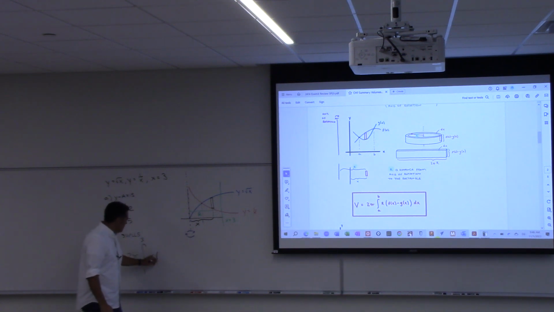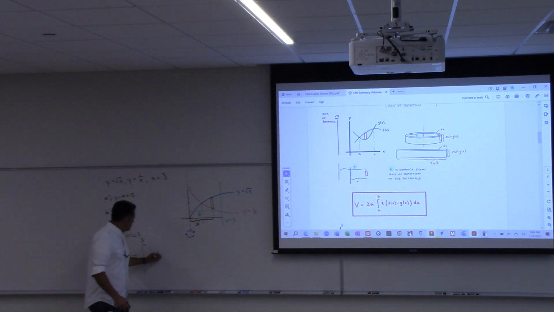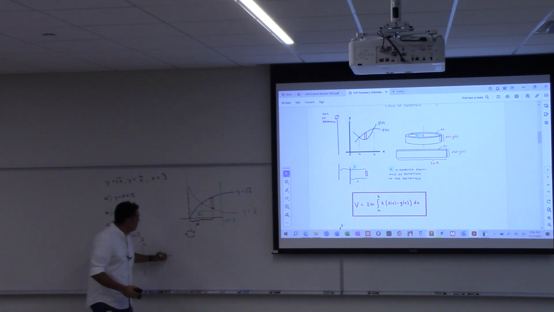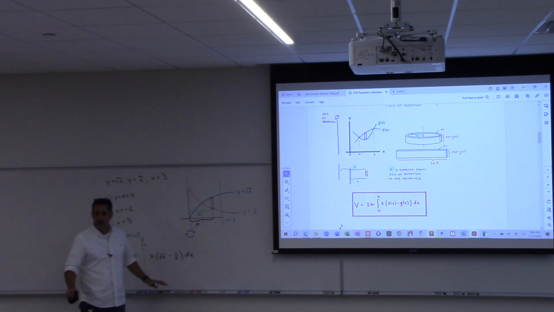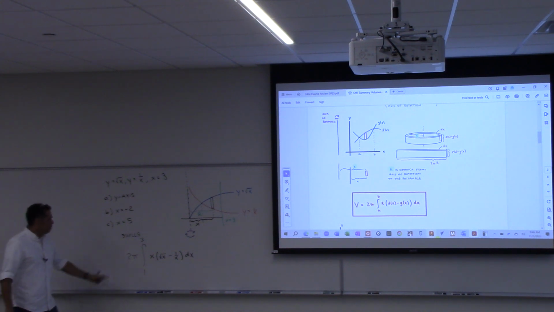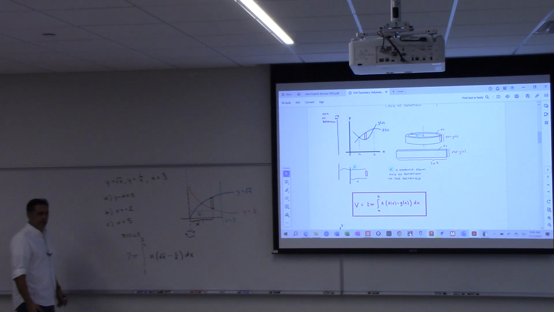And then, parenthesis, top function, square root of x. Not squared, just square root of x, that's it. Minus bottom function, 1 over x, close, dx, done. That's it. And of course, you could distribute that through, and then you could use the power rule to find the antiderivative.